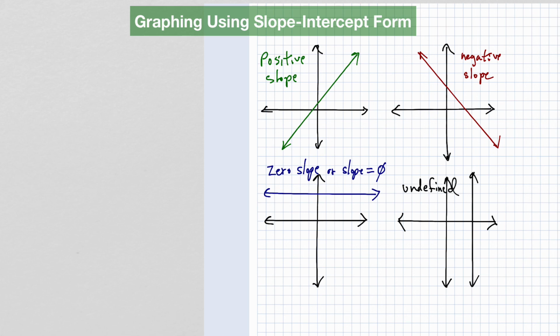Okay, so again, going from left to right, if we're going up, that's a positive slope. If going from left to right, we're going down, that's a negative slope. When it's horizontal, slope is equal to 0, and when the line is perfectly vertical, going up and down, the slope is undefined.